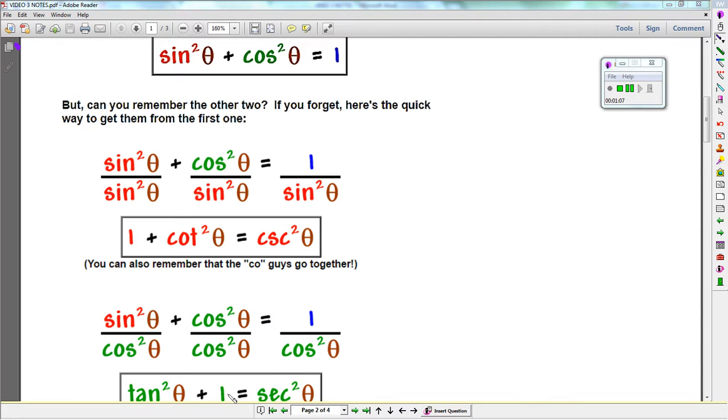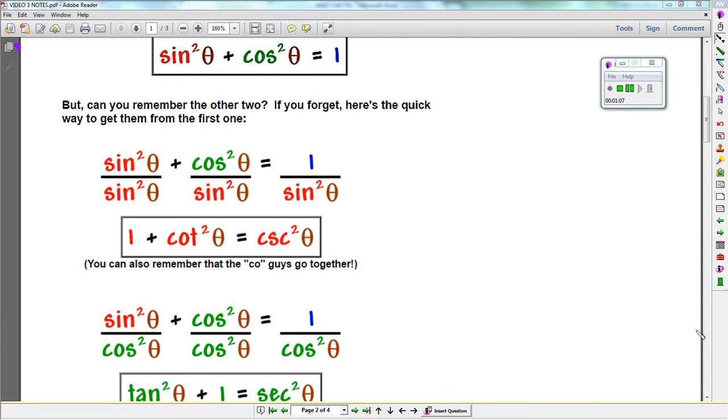Cosine squared divided by cosine squared is 1. 1 over cosine squared, using the reciprocal, so 1 over cosine is secant. So this will be secant squared theta. So those are our three Pythagorean identities.